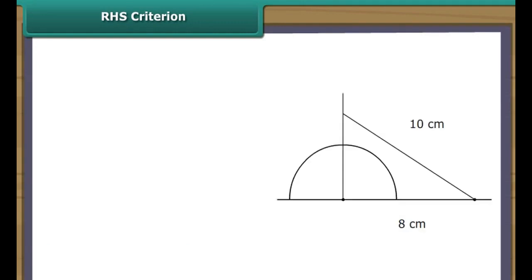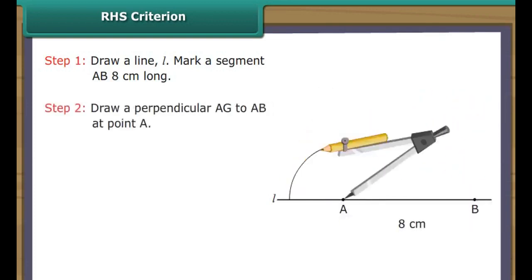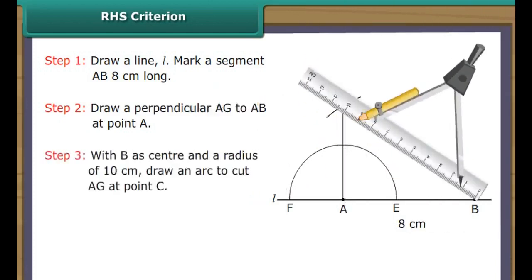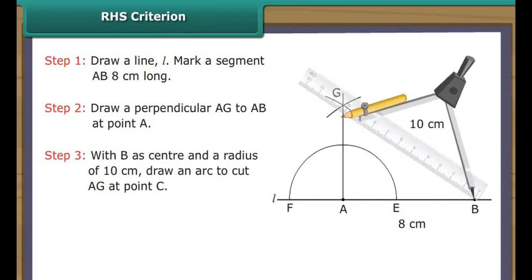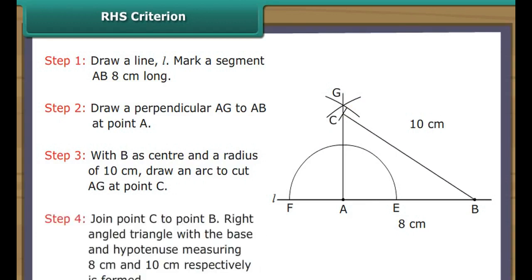RHS criterion. Let us now draw a triangle one of whose angles measures 90 degree and the base and hypotenuse are 8 cm and 10 cm respectively. Draw a line L. Mark a segment AB 8 cm long. Draw a perpendicular AG to AB at point A. With B as center and a radius of 10 cm, draw an arc to cut AG at point C. Join point C to point B. Right-angled triangle with a base and hypotenuse measuring 8 cm and 10 cm respectively is formed.